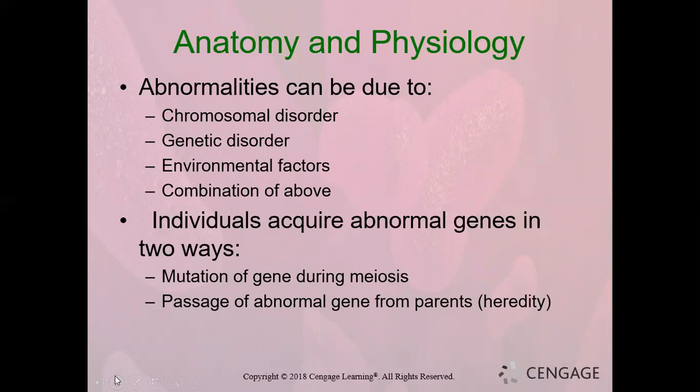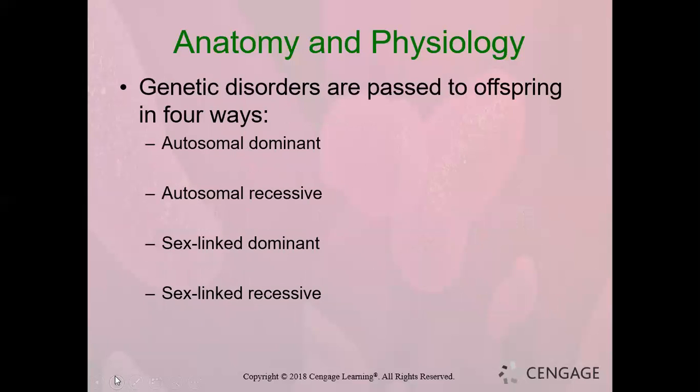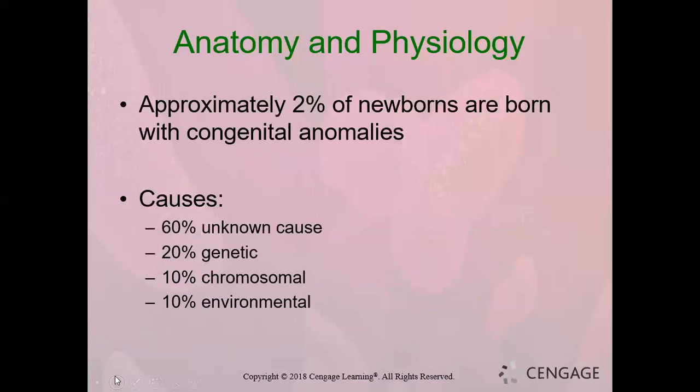Abnormalities can be due to a chromosomal disorder, a genetic disorder, environmental factors, or a combination of any of those things. They acquire abnormal genes in two ways: a mutation of the gene during meiosis or the hereditary component of that. They're passed to offspring in four ways: autosomal dominant, autosomal recessive, sex-linked dominant, or sex-linked recessive.